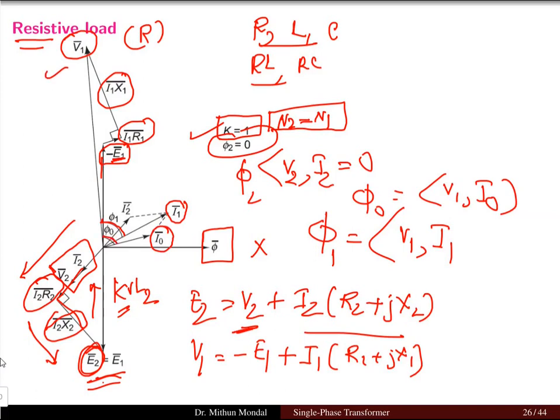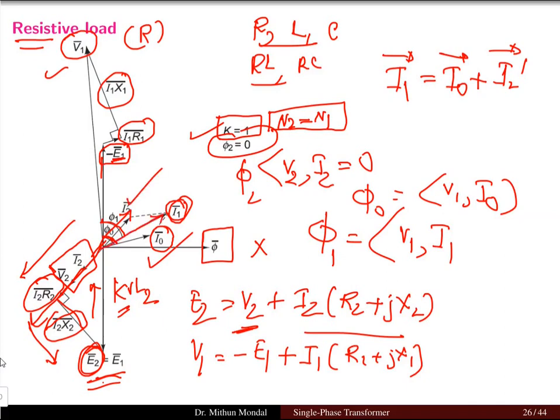So here we have the no load component of the current I naught and the voltage V1, and that angle is nothing but phi naught. And we also know that the current I1 vector is equal to I naught, the no load component of the current, plus I2 dash, which is equal to K times I2. So if I2 is flowing in this direction, I2 dash will be anti-phase with it, and I1 will be the vector sum of I naught plus I2 dash. So this will be your I1 current flowing.